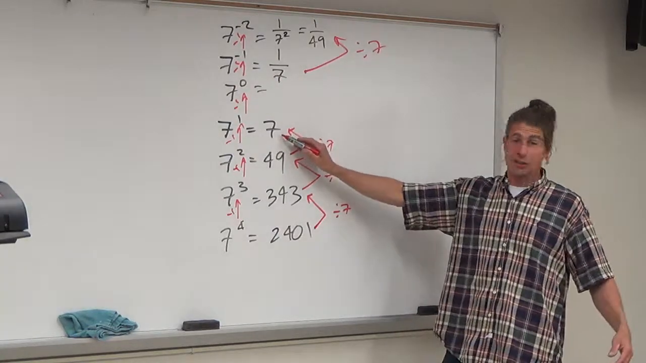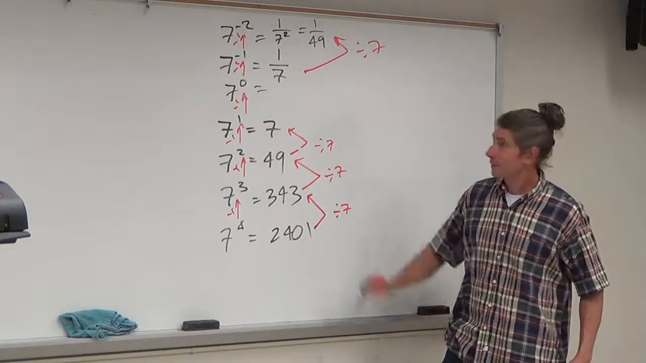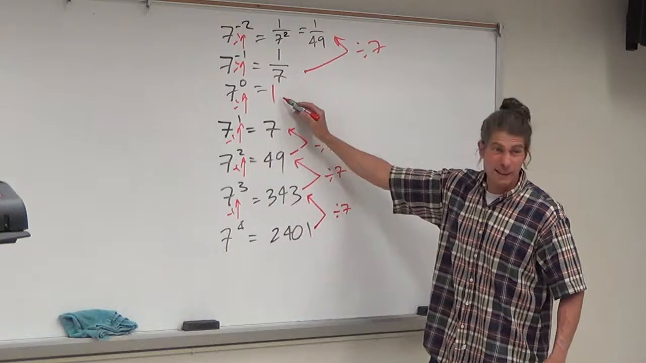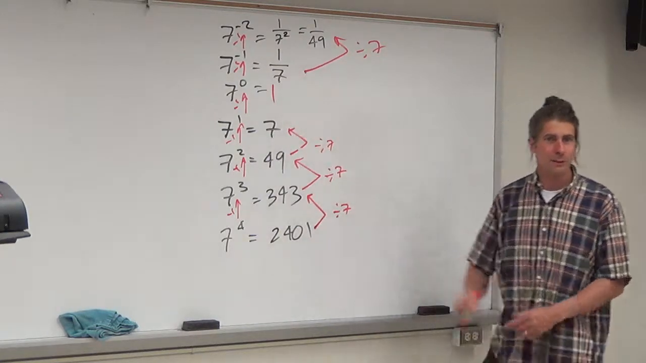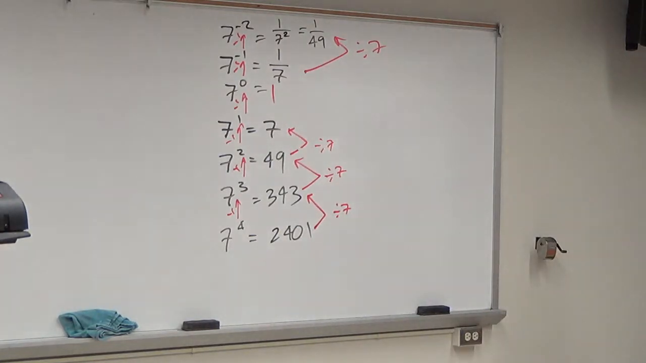I am now. 7 divided by 7? 1. 1 divided by 7? 1/7. Well, there you go. That's why anything to the 0 power is 1, to continue the exponential pattern.